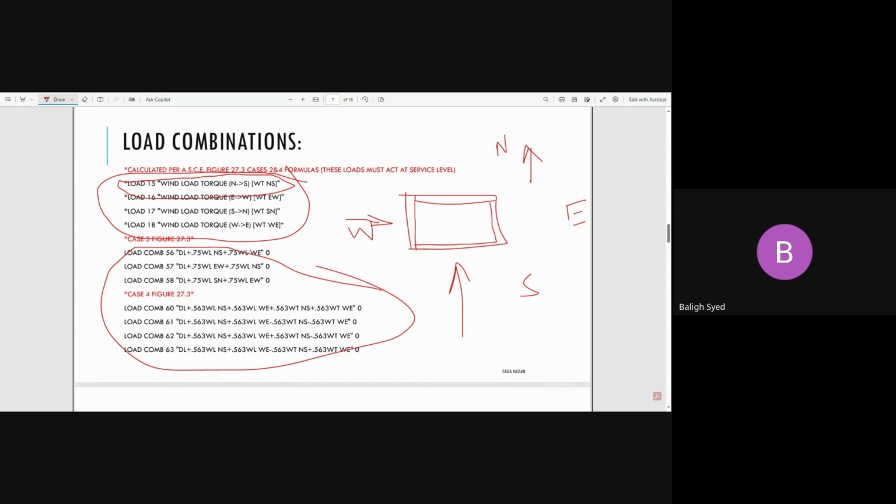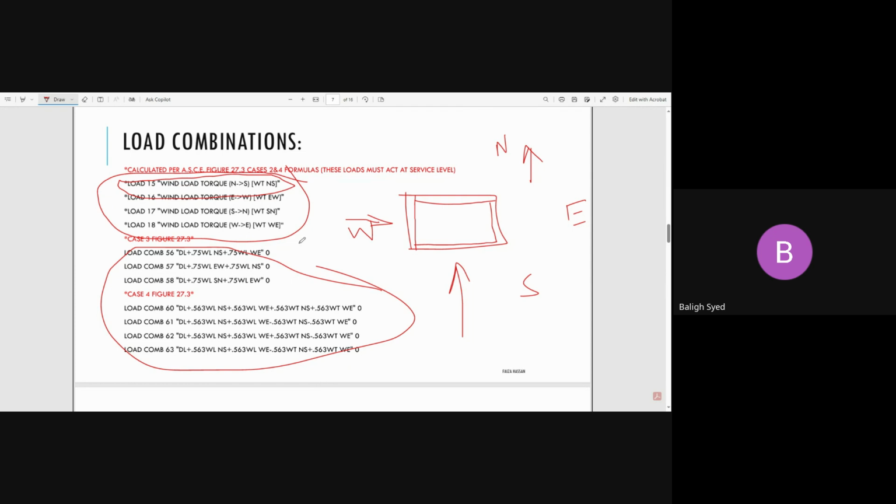So you already know LRFD extremely well, but you need to know ASD also: what is the design philosophy, and how these concepts are applied on your structural system and on your structural elements. The load combinations you are seeing right here are at ASD level, but the wind which is coming from here is not at ASD level.